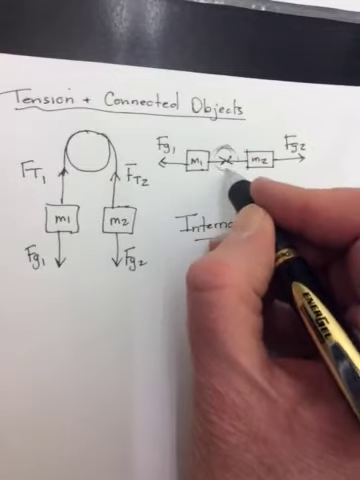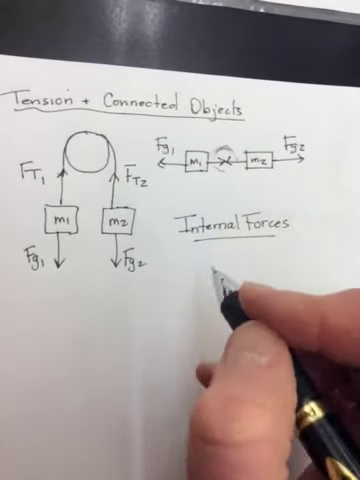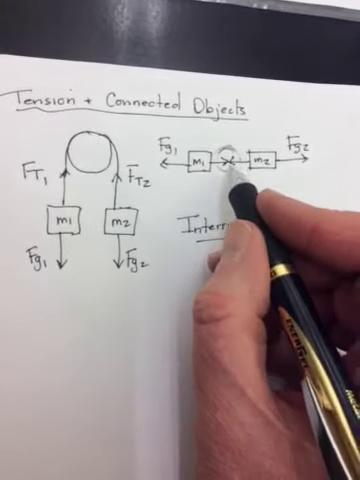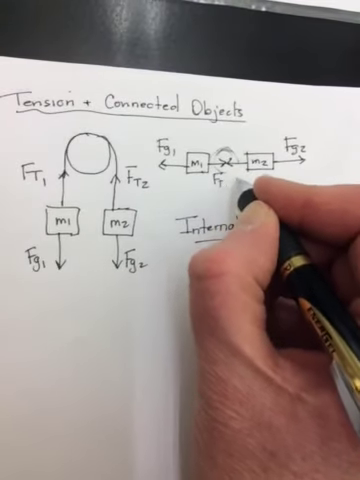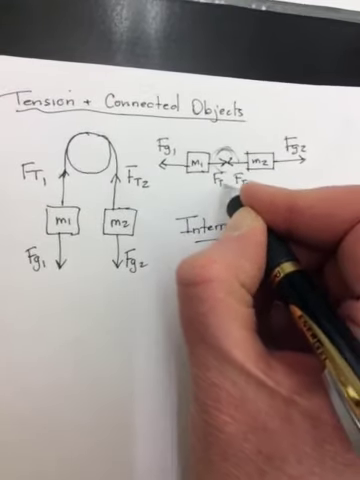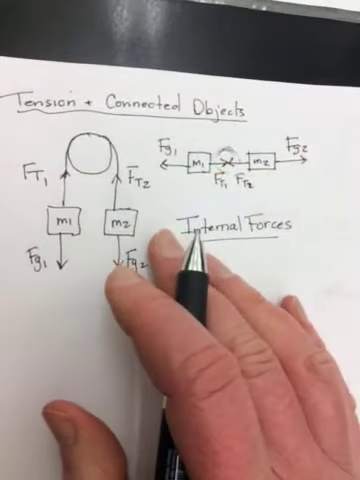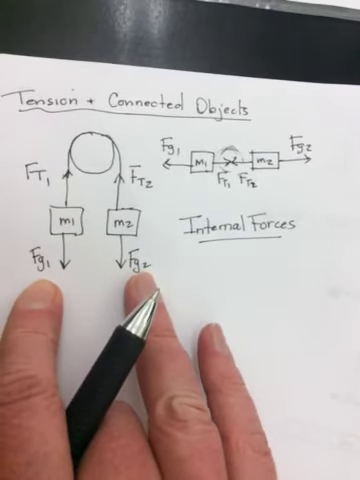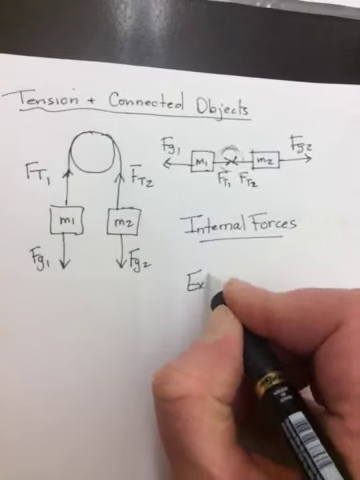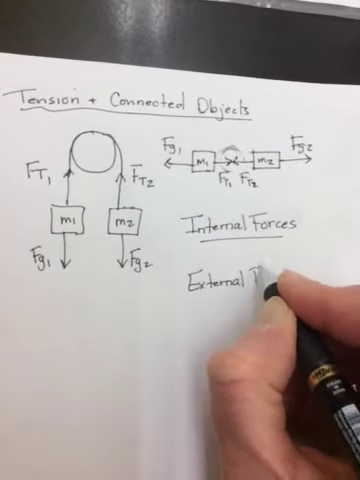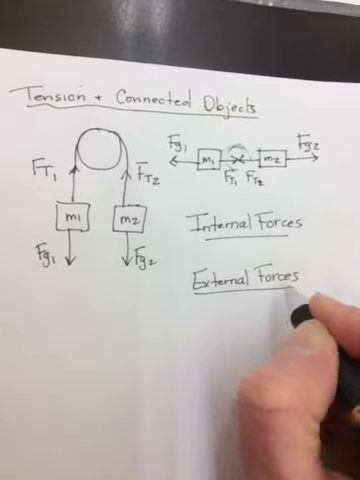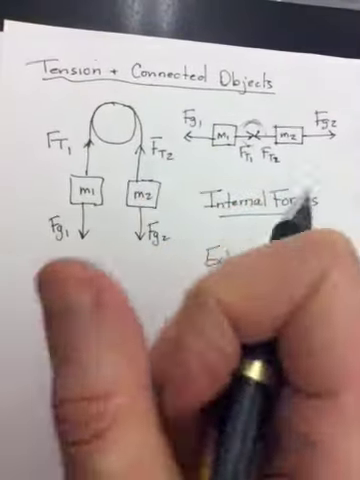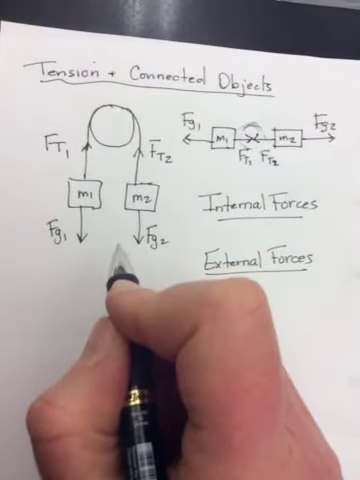But look what's happening here with the tension. Really, they're canceling each other out. So internal forces do not affect the motion of the system, right? It doesn't matter how big FT1 and FT2 are. They won't change the acceleration of the system. What determines the acceleration of the system? Fg1 and Fg2, and they are called external forces. External forces are forces acting on the system from the outside, like gravity. Gravity's pulling from the outside, pulling both of these down.